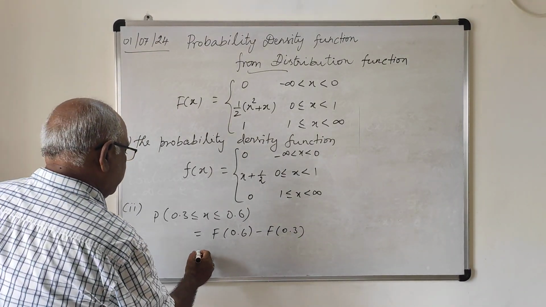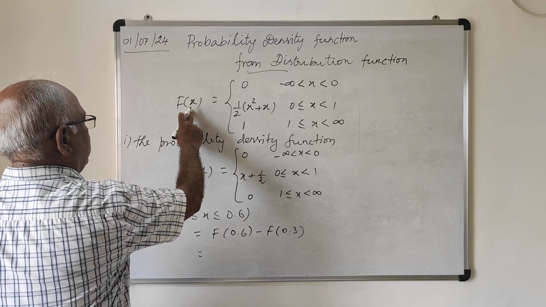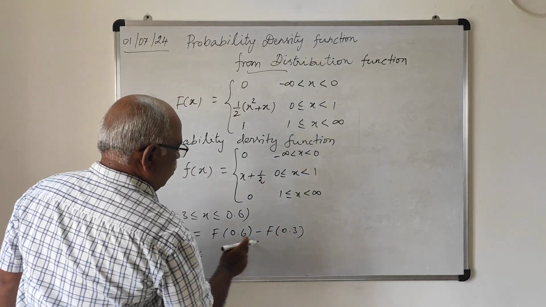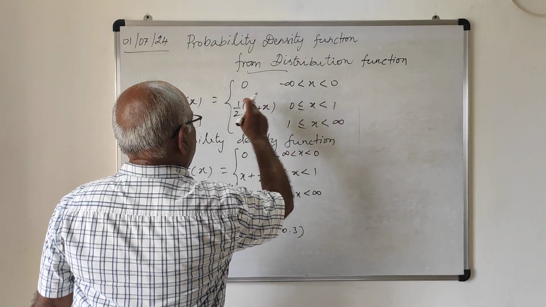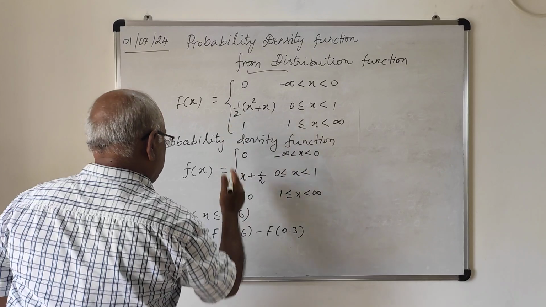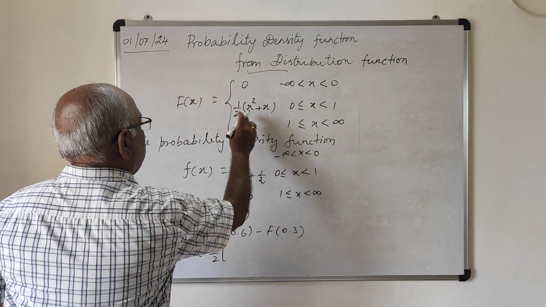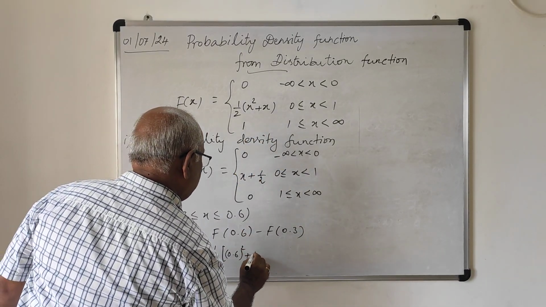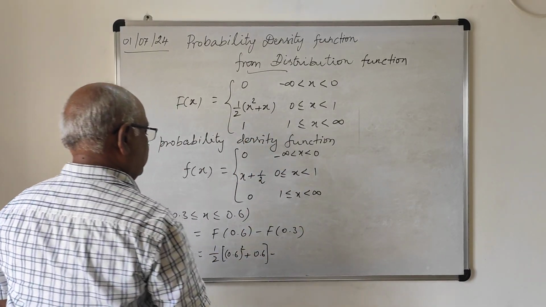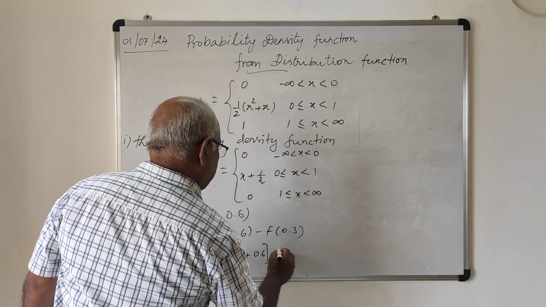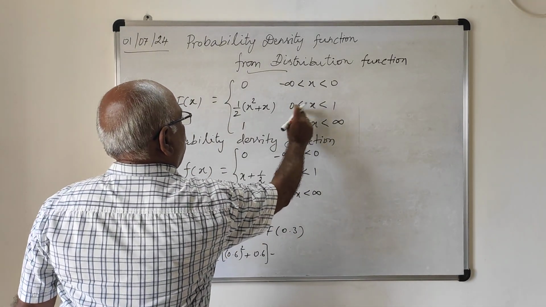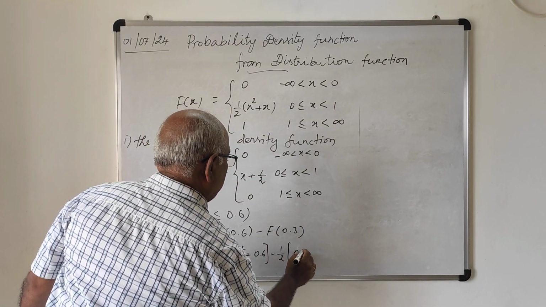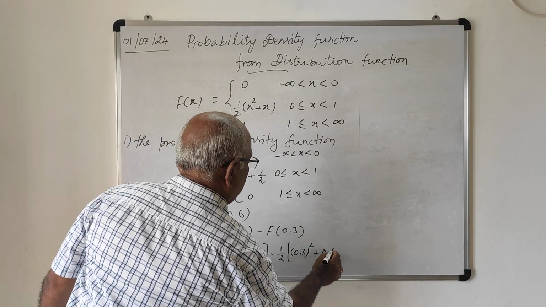Therefore, substitute for capital F of 0.6 in the F of x. The value 0.6 lies in the interval 0 to 1. Therefore, F of 0.6 is 1 by 2 into 0.6 square plus 0.6, minus the next one, capital F of 0.3. Again 0.3 is also in the interval 0 to 1. Therefore F of 0.3 is 1 by 2 into 0.3 square plus 0.3.